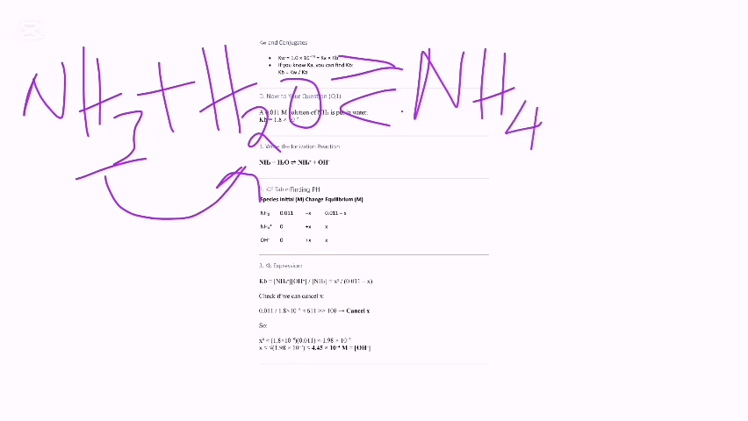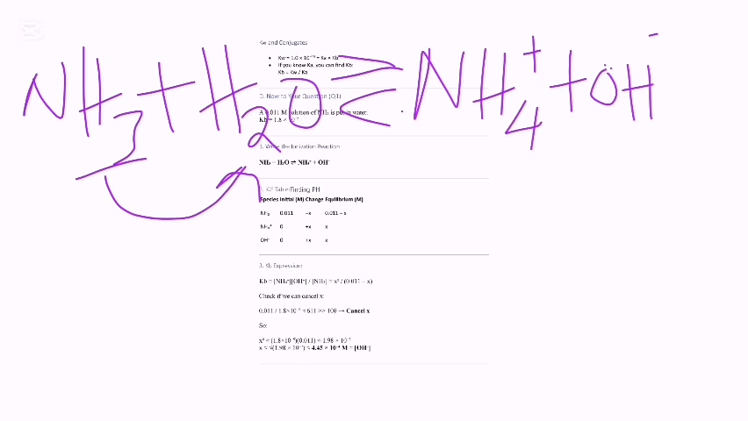So if this is the base, ammonia is the base, so it will increase with hydrogen, so it will be NH4, which will be positive, then plus what? Since water here will lose one hydrogen, it will be OH negative. So it's the only thing which we need to know.